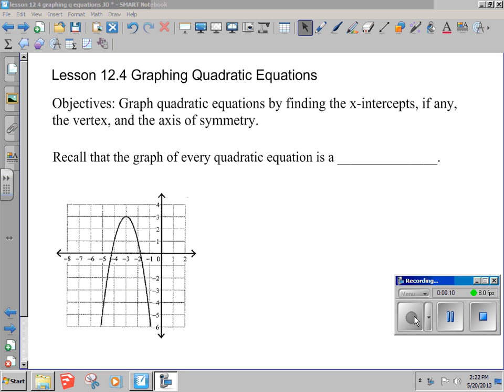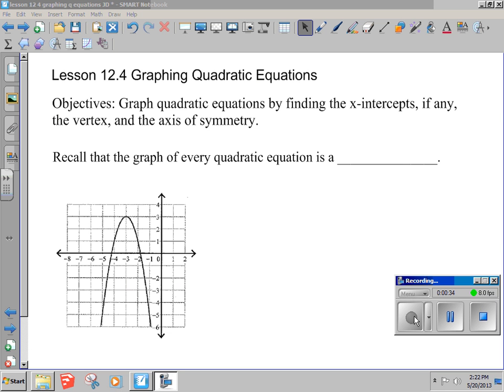Now it's all business here today. We're learning to graph quadratic equations. We spent a whole unit graphing linear equations and talked a little bit about other equations. Do you guys remember what we said every quadratic equation is when it's graphed? Mark? A line with a curve.